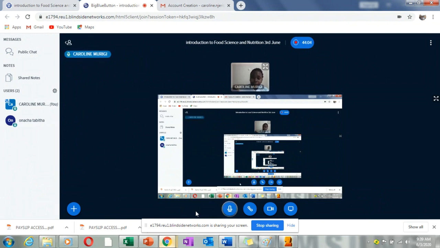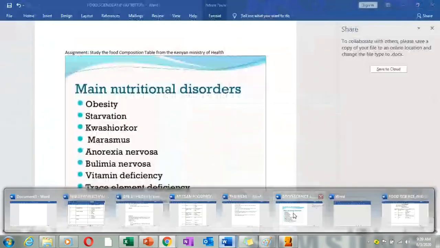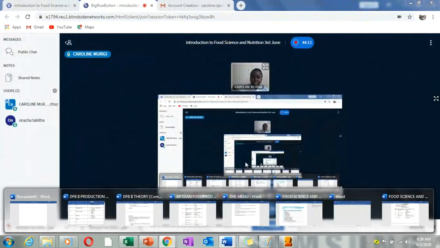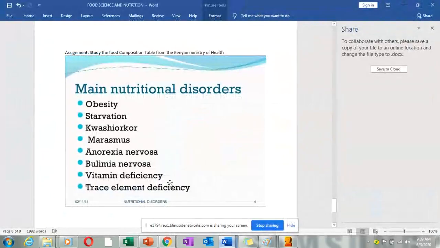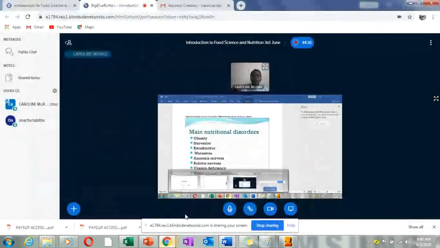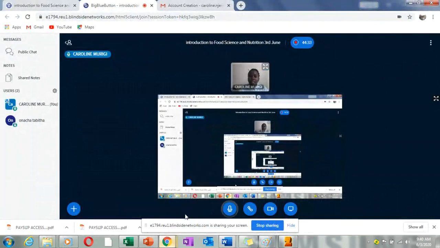Okay. Then we have vitamin deficiency. Sorry. We have vitamin deficiency there. And with vitamin deficiency, you will find that we have such problems as scurvy. And scurvy is caused by the lack of vitamin C in the body.